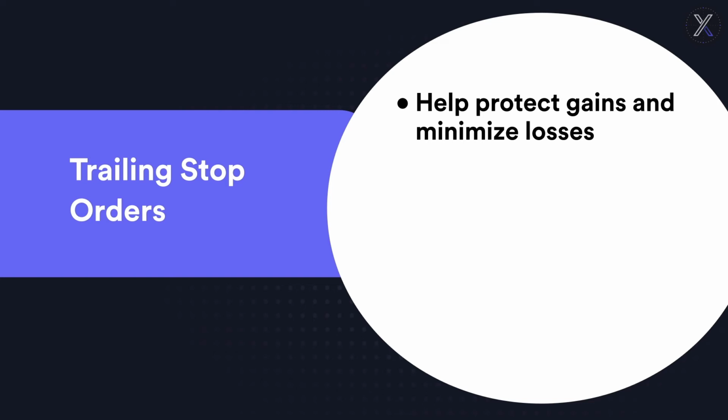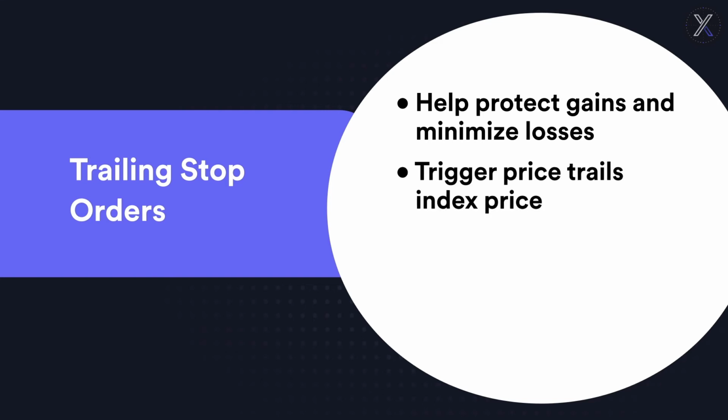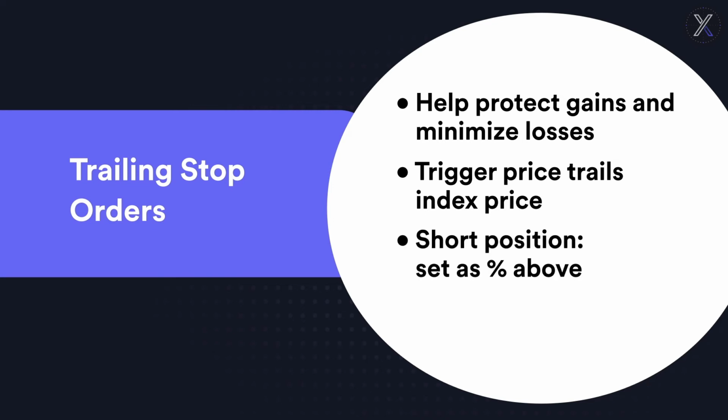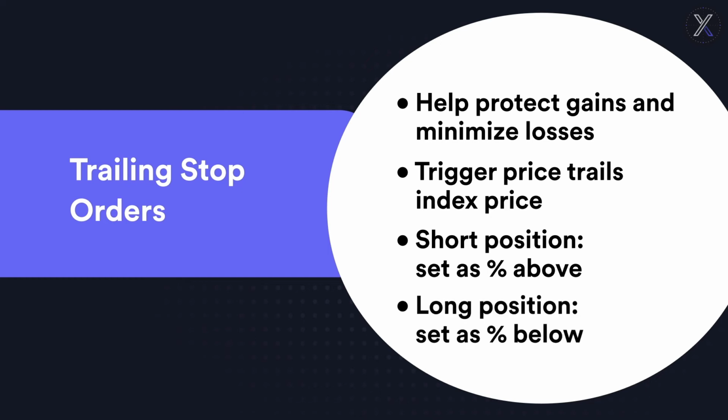A trailing stop order is a modification of a standard stop market order. The trigger price on a trailing stop is determined by the trailing percent. If the index price moves in favor of your position, the trigger price will update to trail the index price based on your trailing percent. For a short position, the trader places the trailing stop as a set percentage above the current market price. For a long position, a trader places a trailing stop set as a percentage below the current market price.